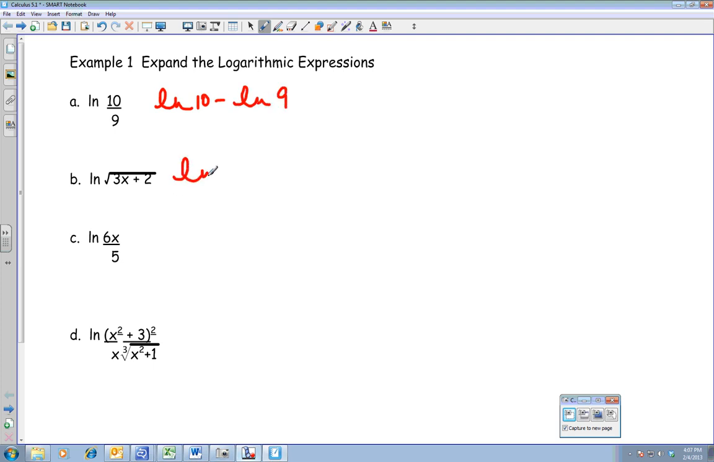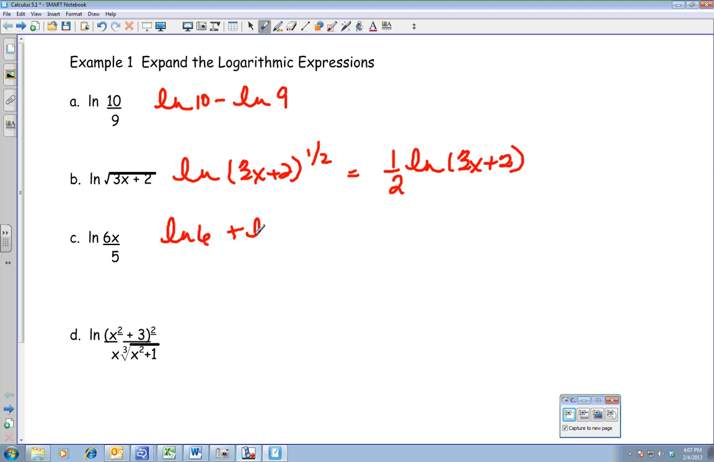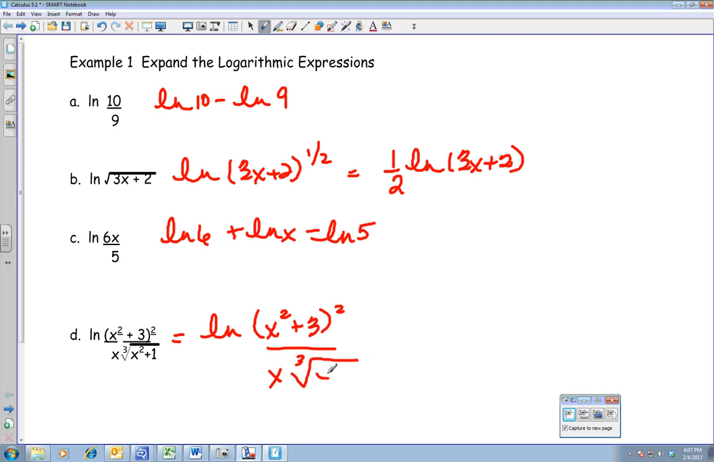This can be rewritten as 3x plus 2 to the 1/2. So I can rewrite that by bringing down my exponent as 1/2 natural log of 3x plus 2. This can be rewritten as natural log of 6 plus natural log of x minus natural log of 5. And this one, I'm going to rewrite so we can see what it says a little bit better. This is this times the cubed root of x squared plus 1.